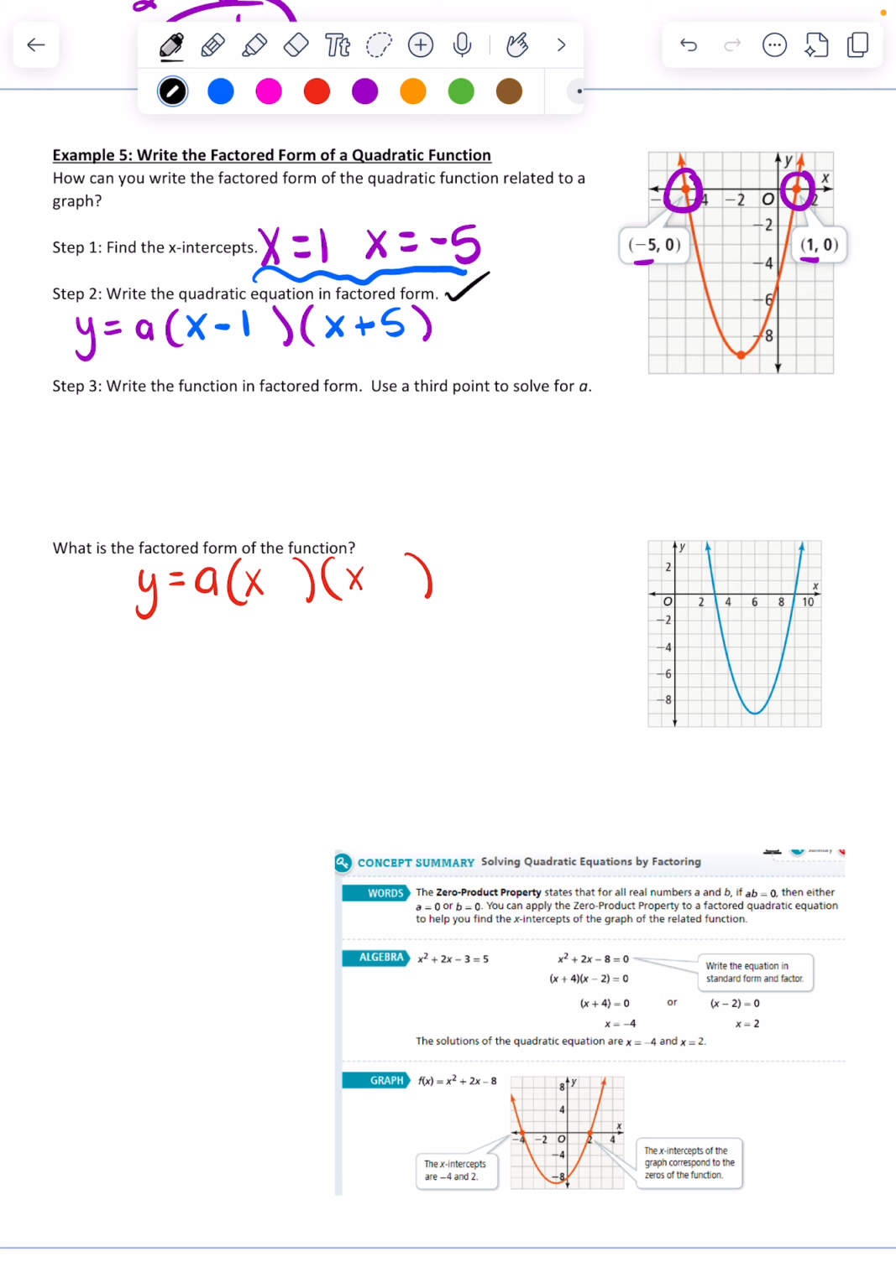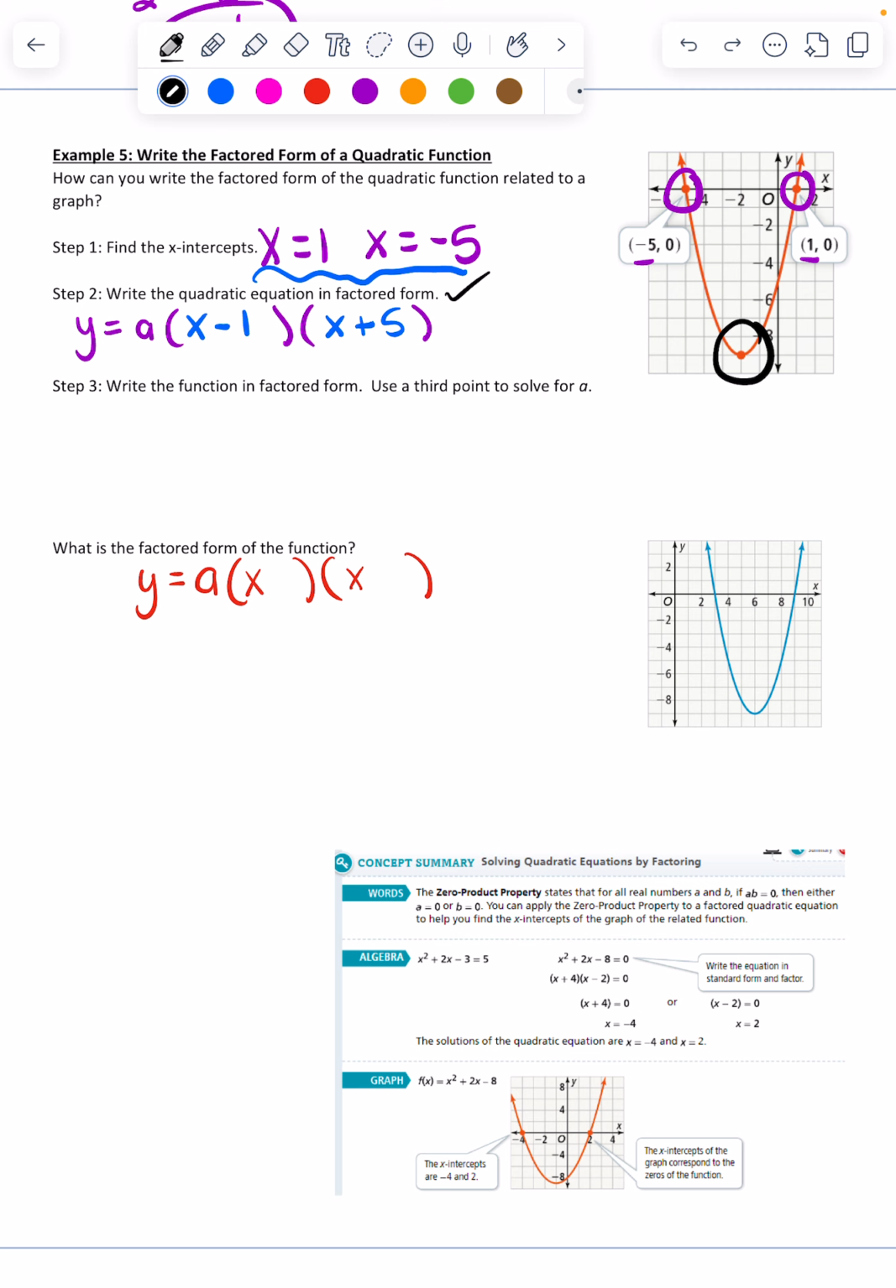So that right there is our step 2. Write them in factored form. And what our goal is going to be in just a second here is to find a. Because we do already know our x-intercepts, we know our y-intercept, we even see our vertex. But if we want to write the quadratic in factored form, we're essentially looking for the a value.